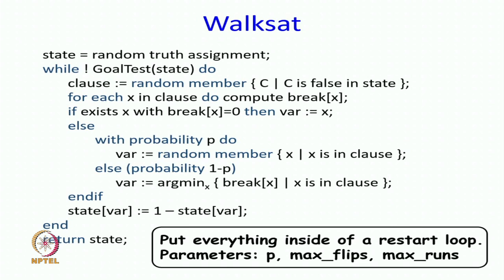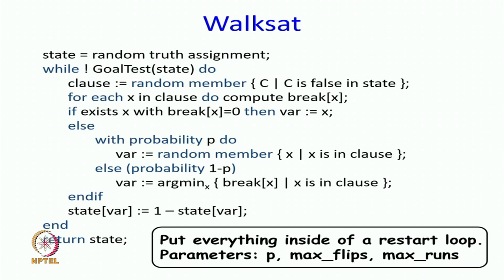And of course, we can put everything inside a random restart loop. So then after some time, it will say, you have been searching in this hill for far too long, jump to a different hill. And it will have some parameters like what is the probability of random walk versus greedy move, how many max flips do you do before you do a random restart, how many restarts do you do, etc.